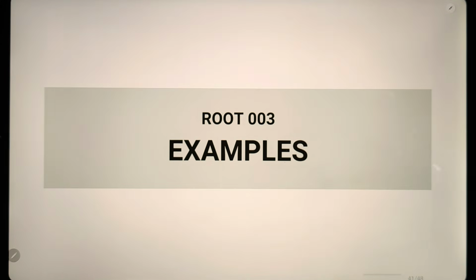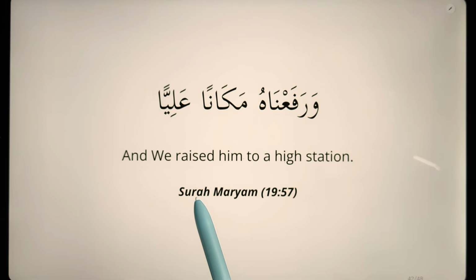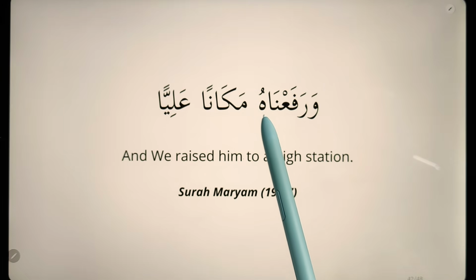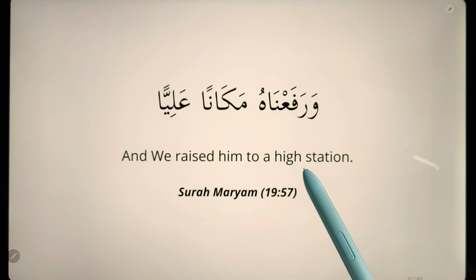Let's see some examples. وَرَفَعْنَاهُ مَكَانًا عَلِيًّا. The word here is makanan, which means a rank or a position.